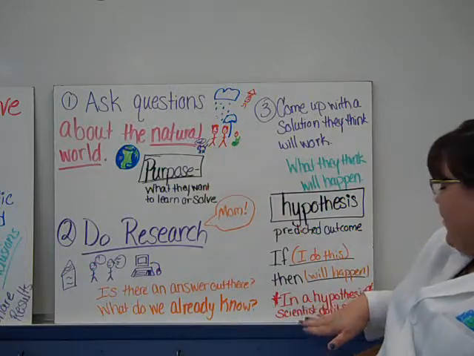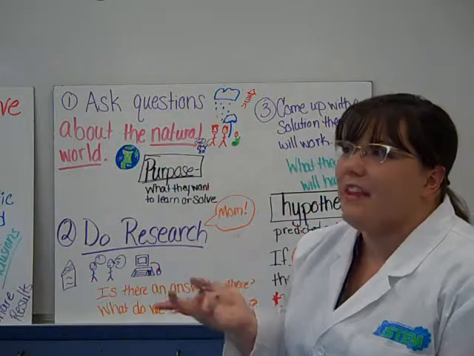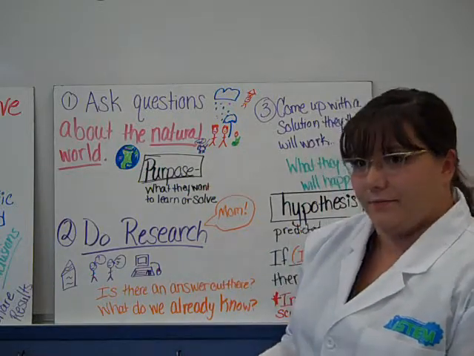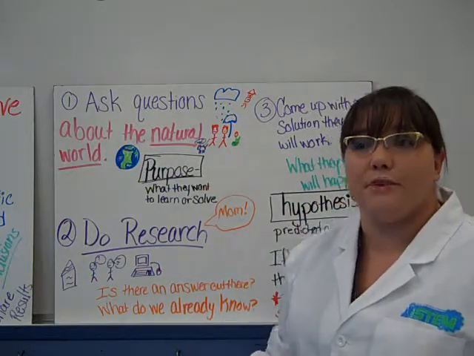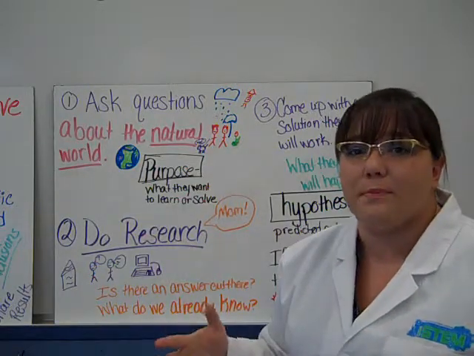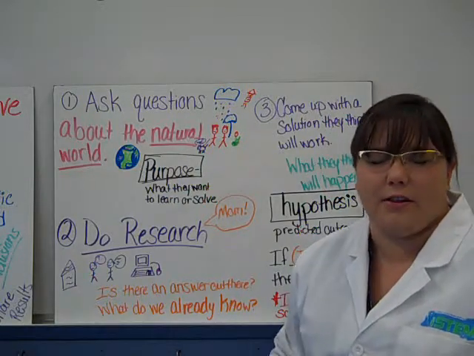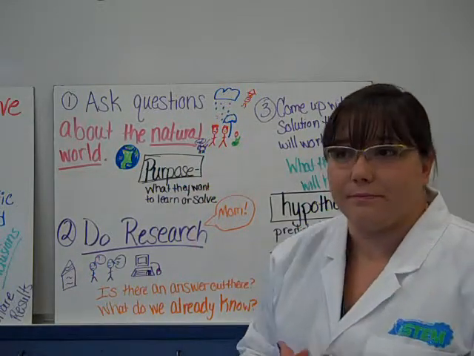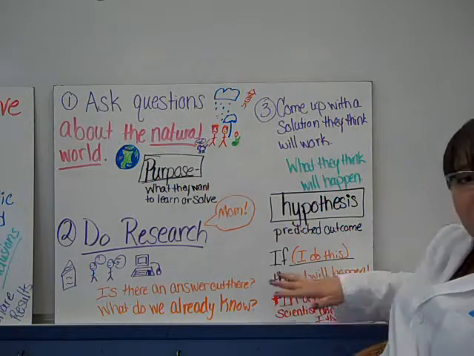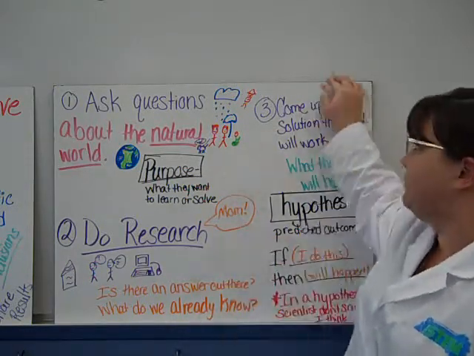In a hypothesis, scientists don't say I think. They don't go, well, I think if I do this, then maybe this might happen. It's a hypothesis. We know it's a prediction. We know it's an educated guess. We know you've done your research, you've made this plan, you have this idea of what might happen. You don't have to say if and then. You don't have to say if and maybe. So if I do this, then this will happen. Done. That is what you think will happen.